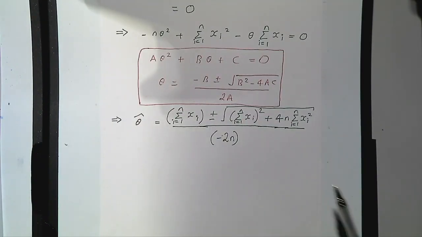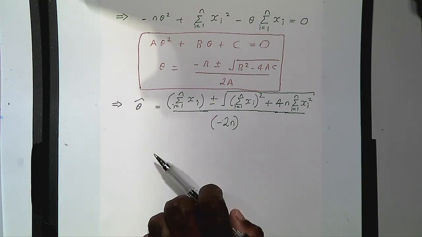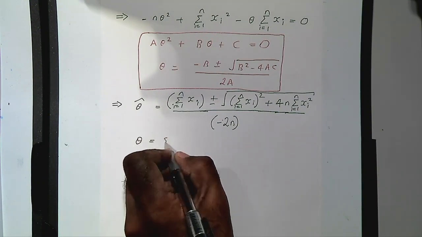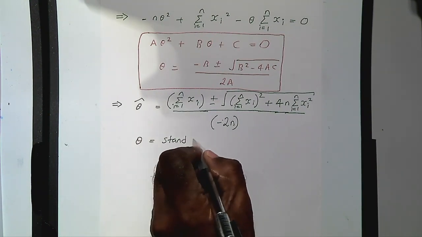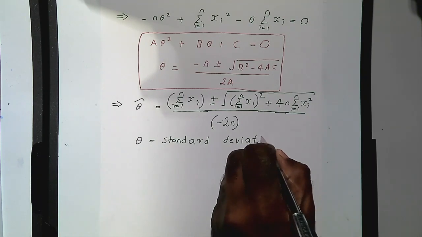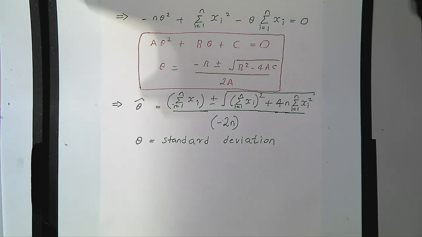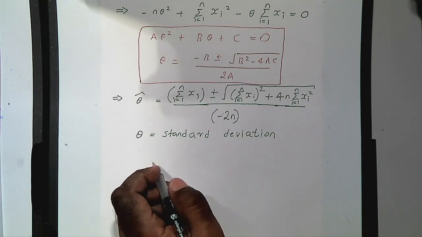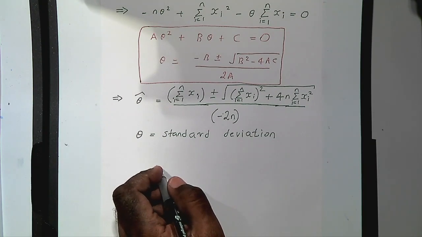Now there are two roots here. Which of them is valid and why? I mean, you have plus or minus, right? That means there are two roots for theta hat. Which, remember, theta represents standard deviation. So it must be a positive number. Which of them is a positive? Which of the two roots is a positive number? Yeah, exactly. The one with the minus, right?